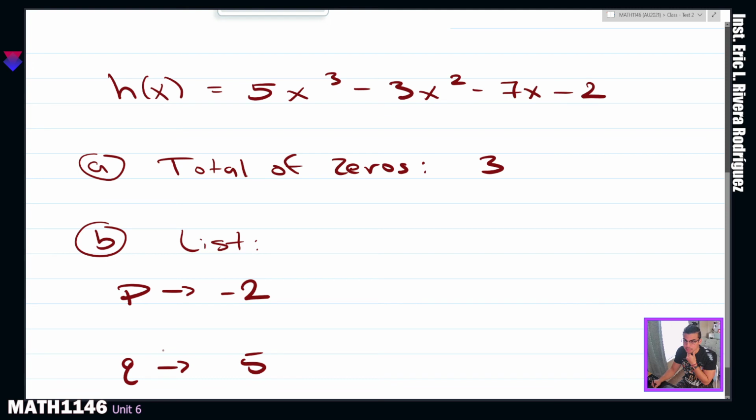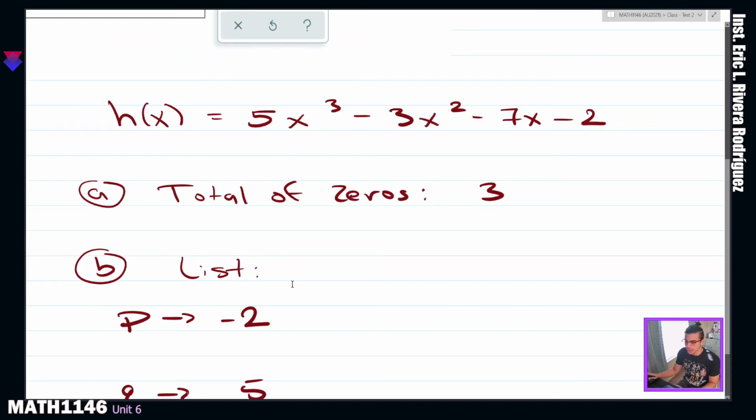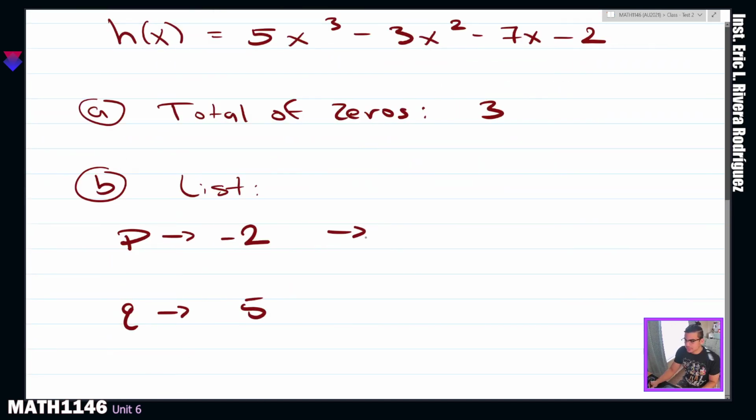P over q. I always mix the letters, so let me double check that I'm using what the book says. P over q, yeah. Okay, factors of -2 and factors of 5. 1 and 2 are prime numbers, and 1 and 5.